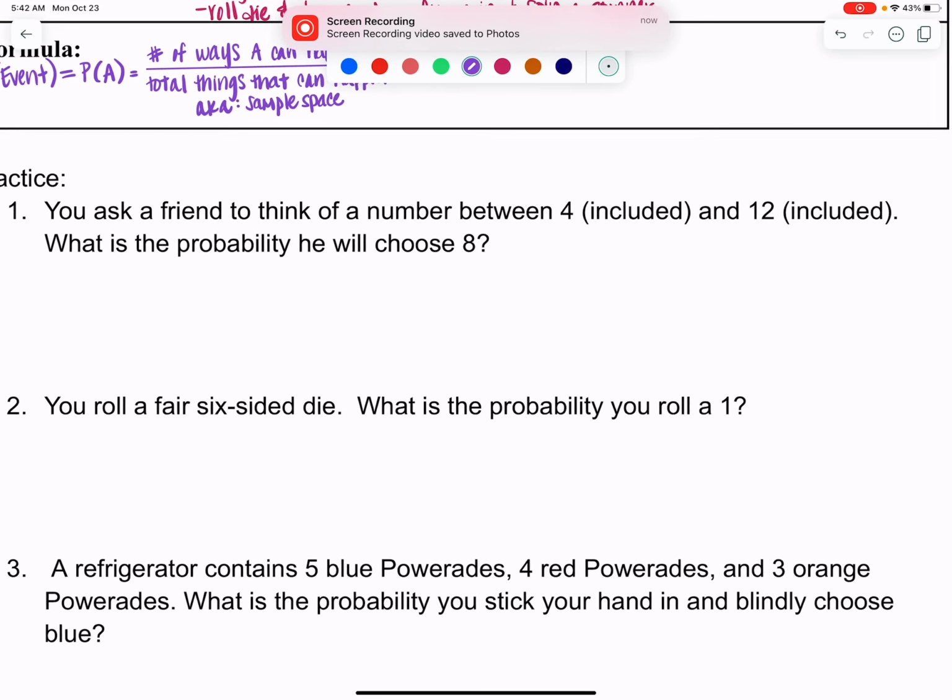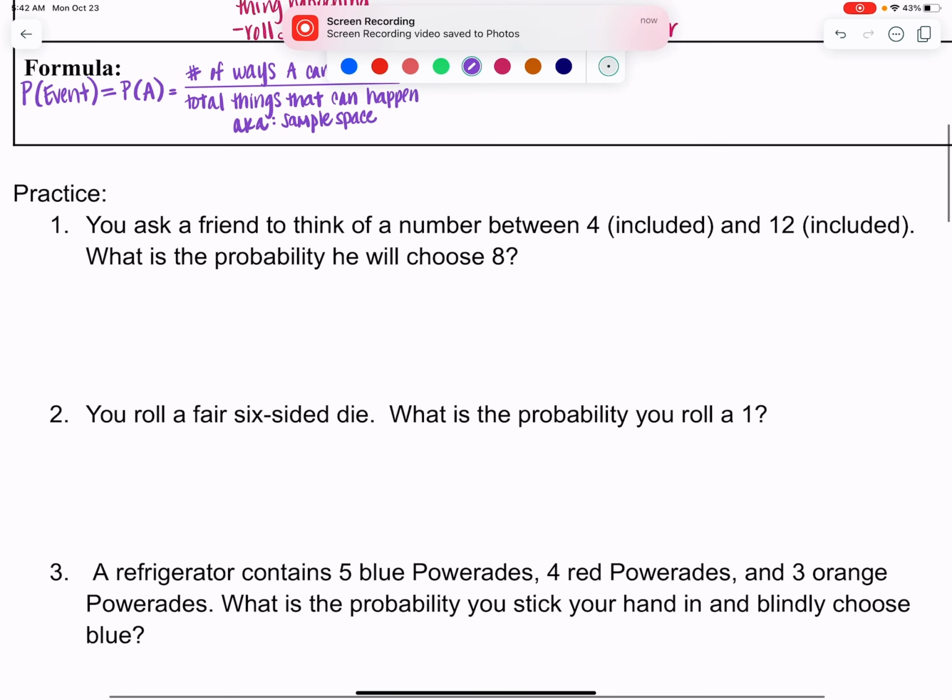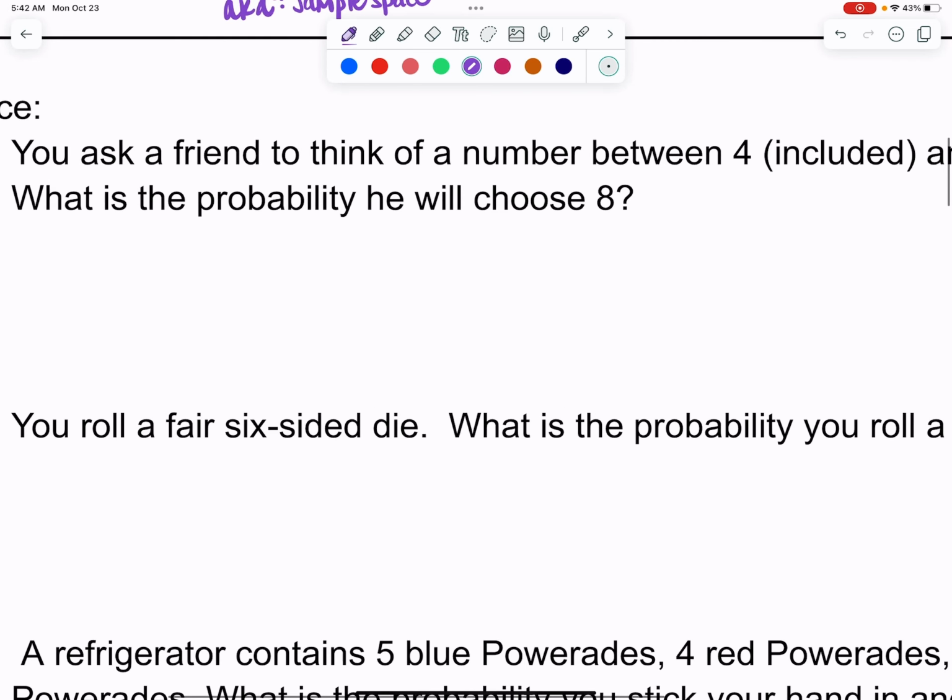Okay, let's take a look at our first probability question. You ask a friend to think of a number between 4 and 12, and we're including those. What is the probability he will choose 8? So we are looking for the probability of 8.